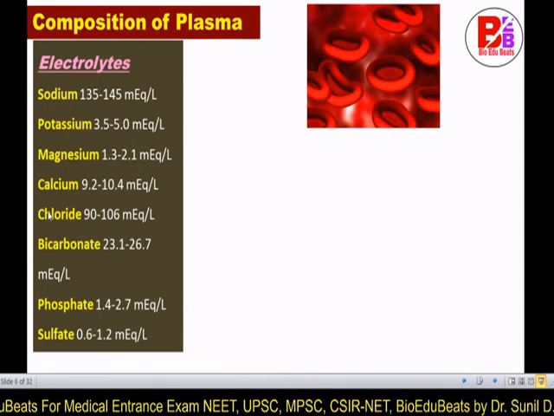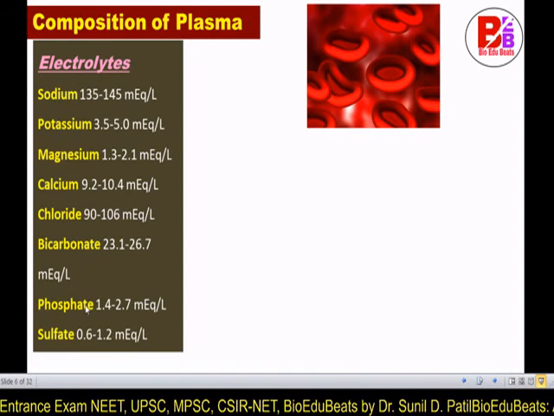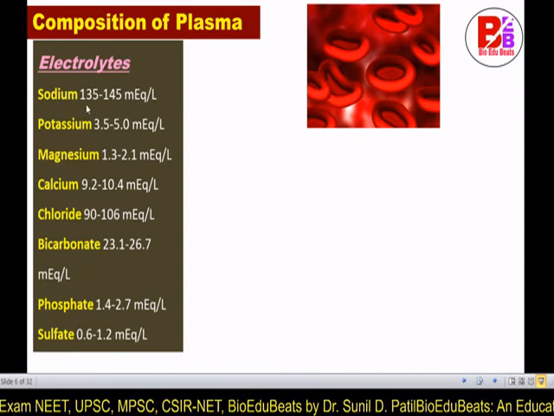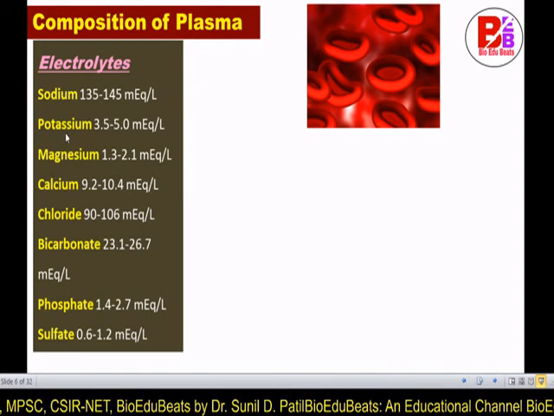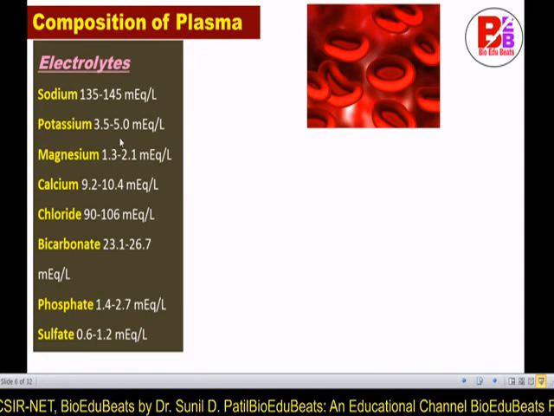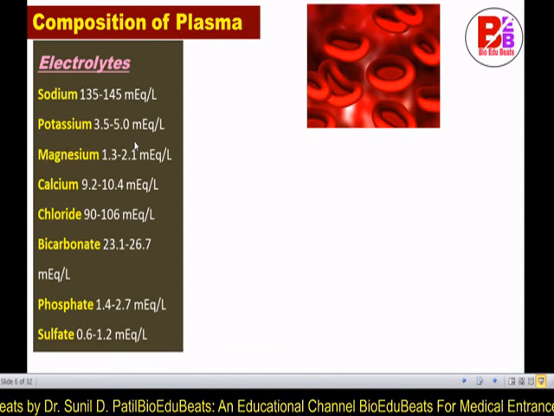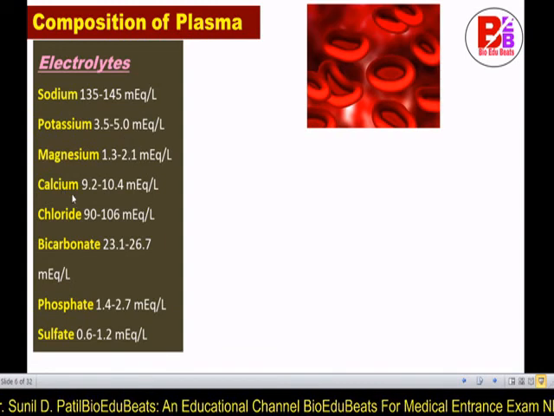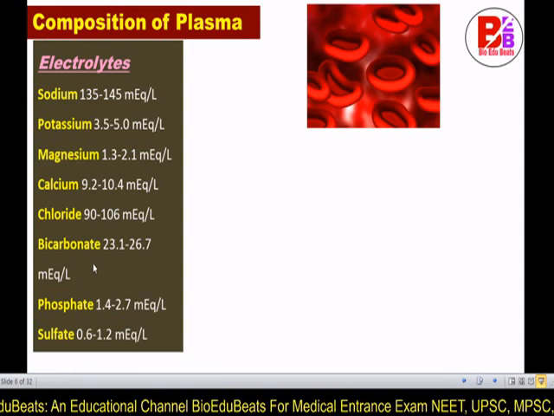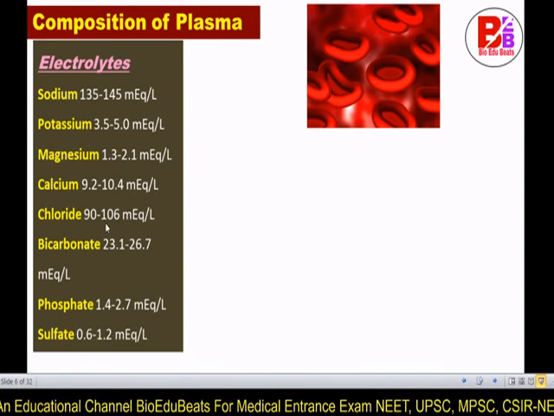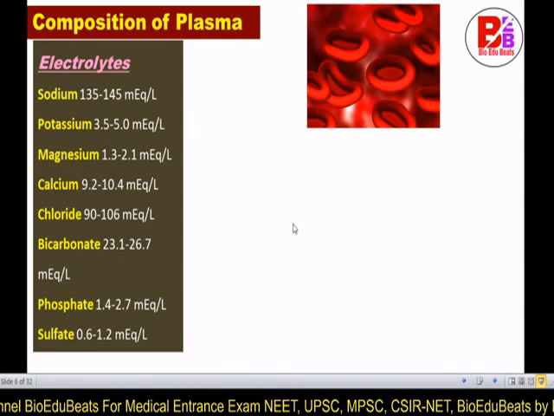These are the electrolytes: sodium, potassium, magnesium, calcium, chloride, bicarbonate, phosphate and sulfate. Sodium 135 to 145, potassium 3.5 to 5, then calcium, chloride, bicarbonates. Out of that, chlorides 90 to 106, these are the ranges.